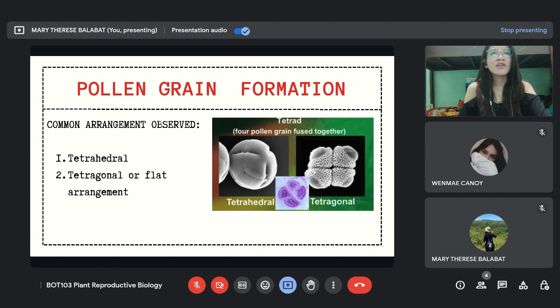Common arrangements observed are the tetrahedral and the tetragonal or flat arrangement. Tetrahedral, as you can see in this picture, is where the grains lie in a compact cluster and occupy the relative positions of the angles of a tetrahedron. And tetragonal or flat arrangement is where they occupy the positions of the 4 angles of a square or rhombus, as you can see in this picture.